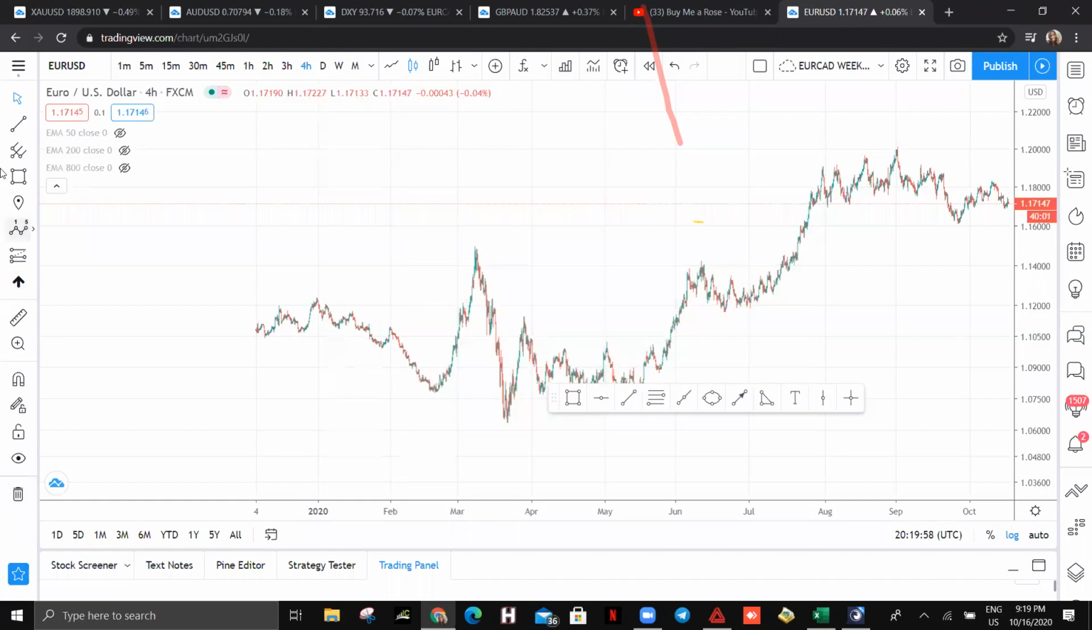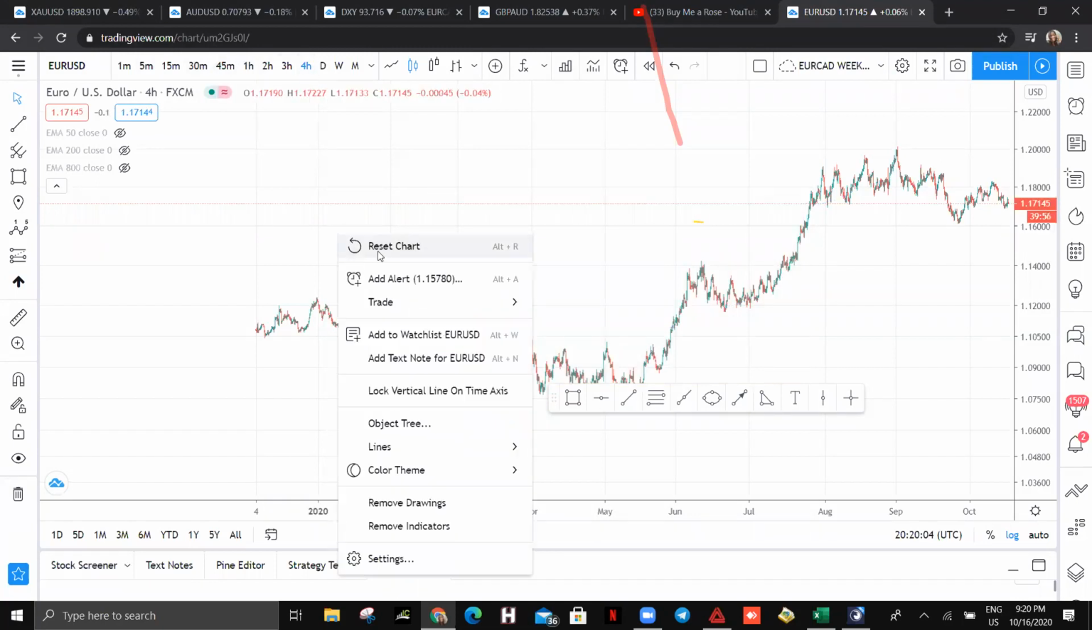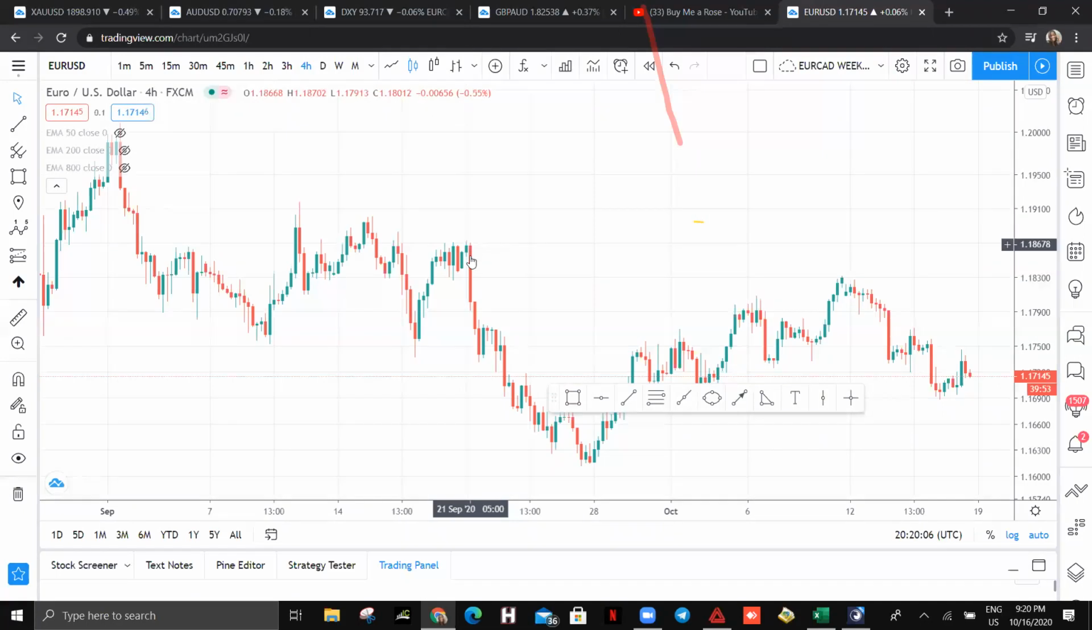See it here? Here are the time frames, different time frames. This is a 4 hours candle time frame. That means it takes 4 hours for each candle here to form.